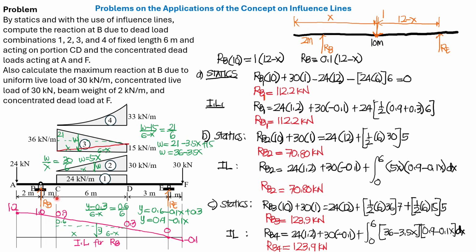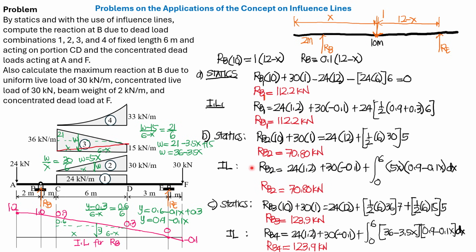When x is 3, 12 minus 3, 9 times 0.1. So 0.9 when x is 3 here. So 12 minus 9 is 3 times 0.1. So 0.3. Then 13, 12 minus 13 is negative 1 times 0.1. So that's why you have negative 0.1 here. So this is the influence line for the reaction at B.